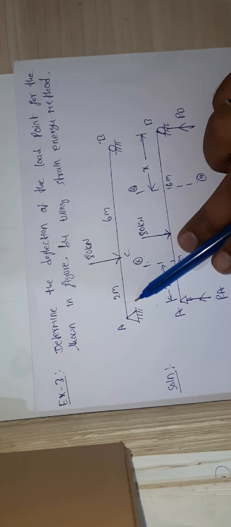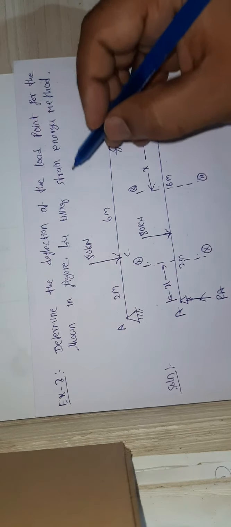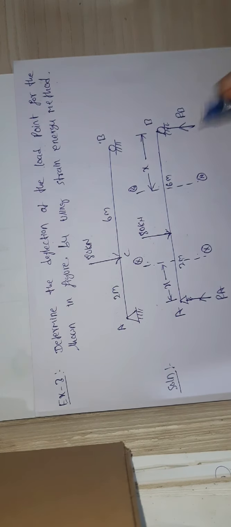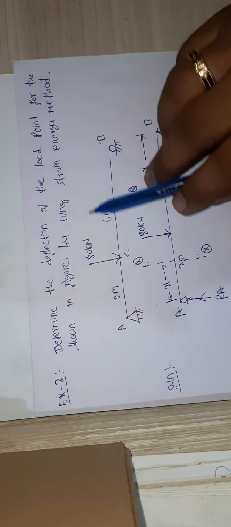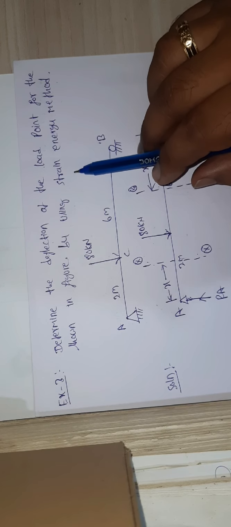So this is the given problem. Here you can take EI equals to constant. The EI value remains the same. It is not given, so you can take EI equals to constant.